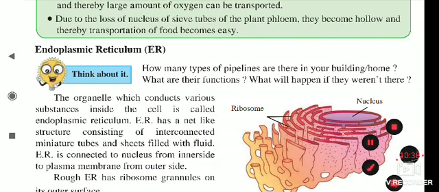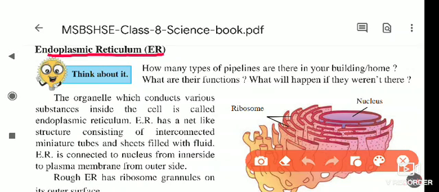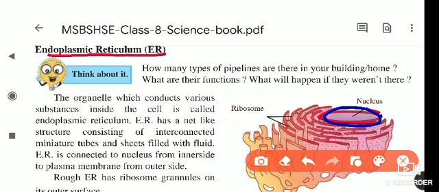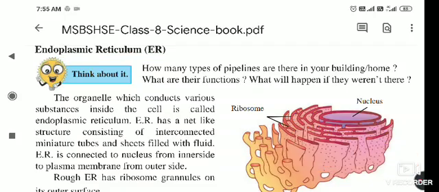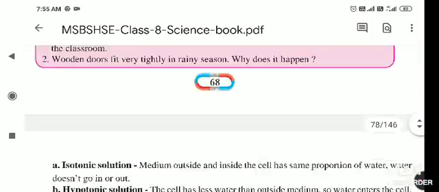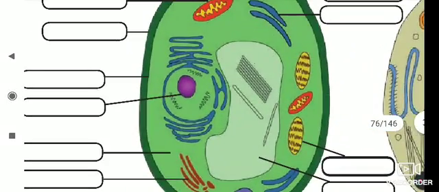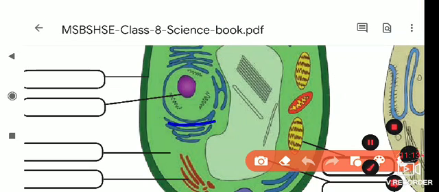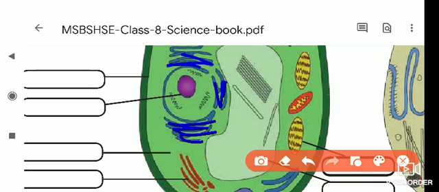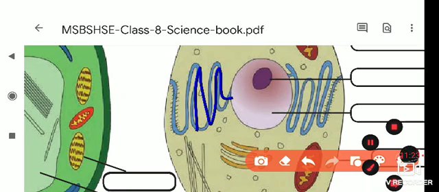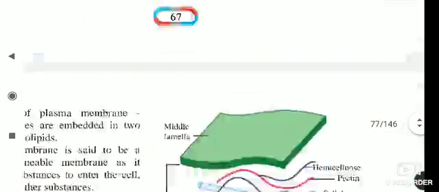Okay, now the next part is the endoplasmic reticulum. If you see here, it is a nucleus. I will show it with blue color. This is the nucleus, and around this nucleus there is a network-like part, and this is called the endoplasmic reticulum. Here it is a cell, and this blue color part is called the endoplasmic reticulum. It is in the plant cell, and it is in the animal cell too. This type of structure is called the endoplasmic reticulum.